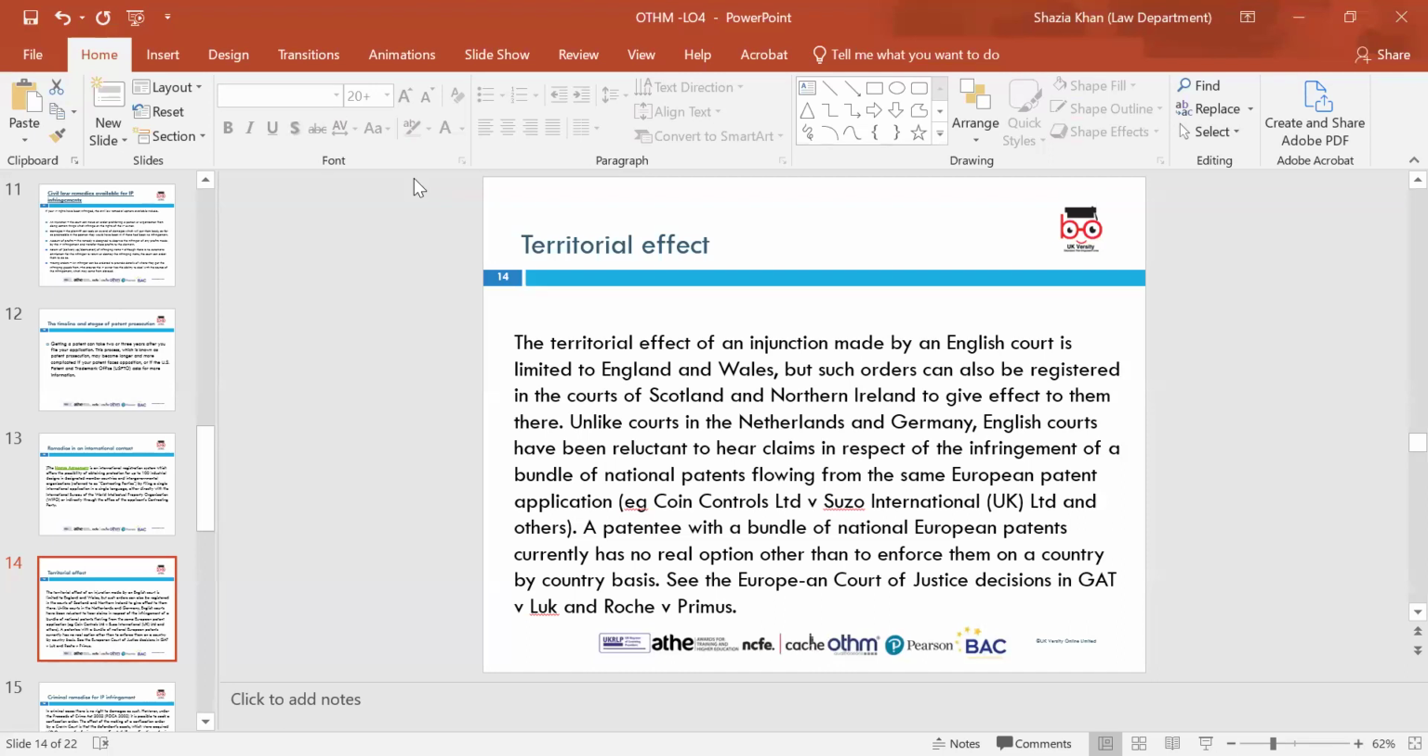A patentee with a bundle of national European patents currently has no option other than to enforce them on a country-by-country basis. The case in regards to that is the European Court of Justice decisions in GAT and LuK and Roche and Primus, in regards to enforcing intellectual property rights.